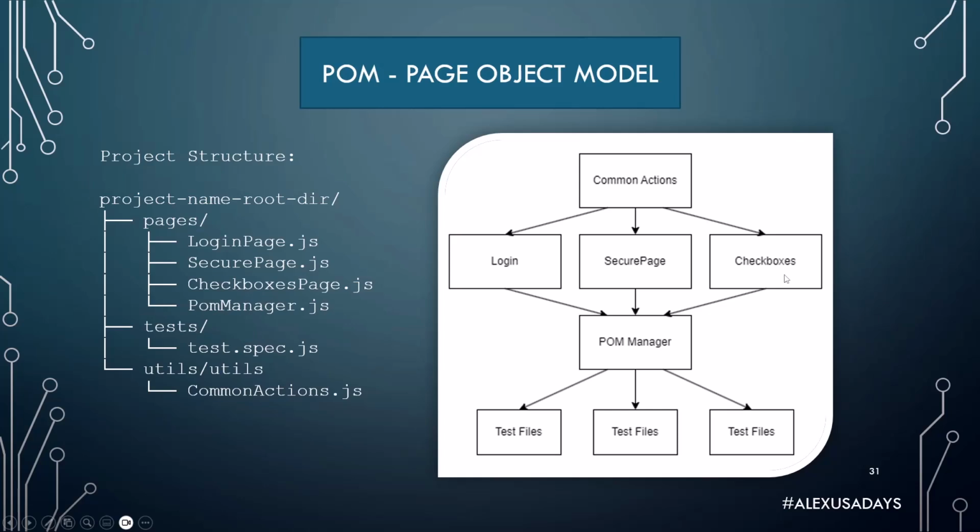So essentially, your core functionalities that are generic will be in the common actions object. That will be used in all of the different pages, and you will have an object per page. Within the pages themselves, you will have functions related specifically to those pages. Then you have a POM manager that groups everything together, and in your test files, you just import POM manager and you create test cases. Okay, so let's get into the code.